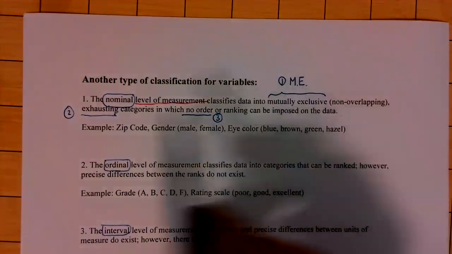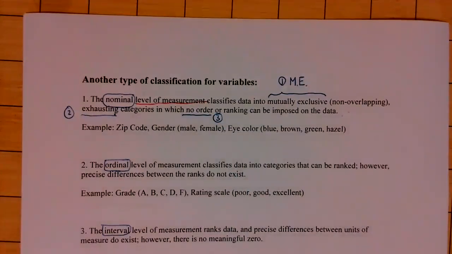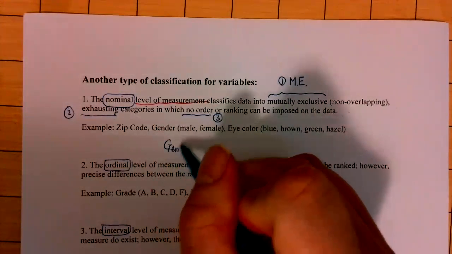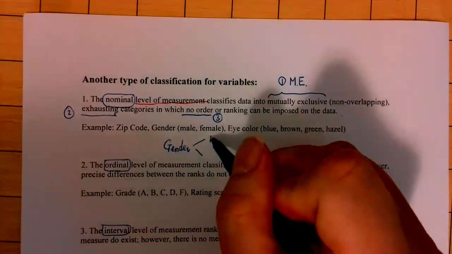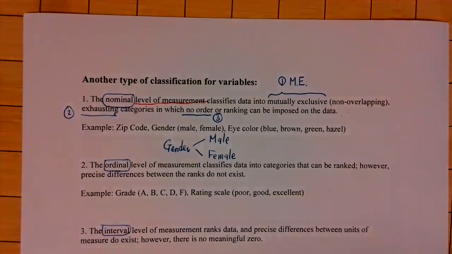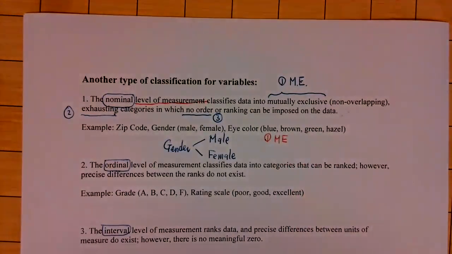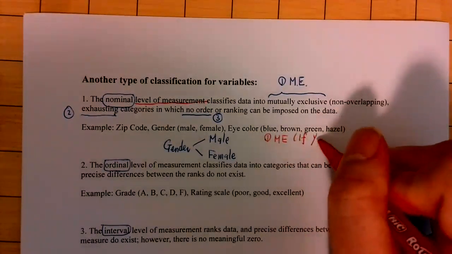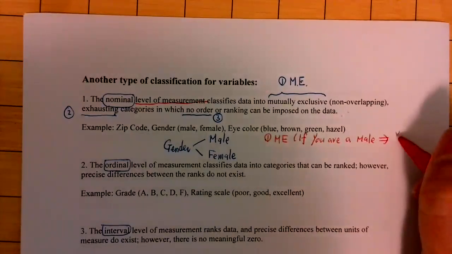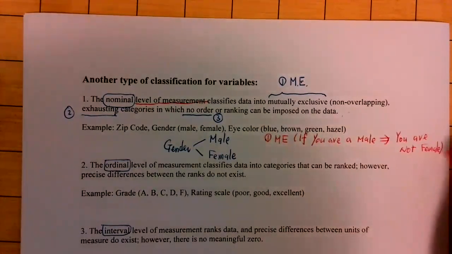And to explain those important features, let's look at examples. Zip code, gender, eye color. They are nominal level measurements. Now, let's use gender as an example. The variable gender has only 2 possible values, male or female. And the first feature, mutually exclusive. What is mutually exclusive? Well, a very simple idea. If you are a male, then you are not female. No common part.